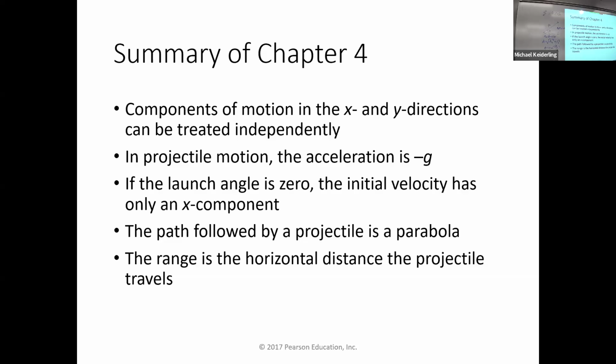Plus 1 negative b squared and squared u naught y squared plus ay and 2ay delta y.